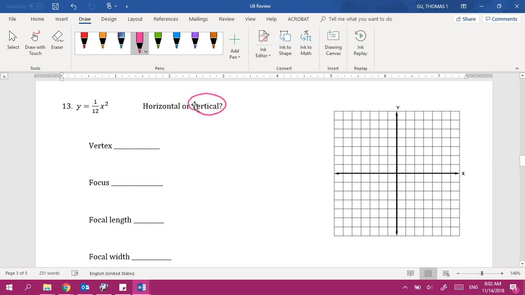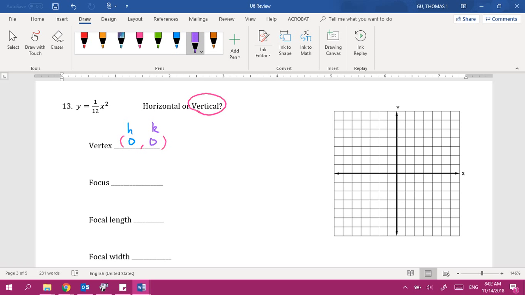So where's the vertex? 0, 0. How did you know that? You don't see the h and k, right? So it's just going to be 0, 0. So h is 0 and k is 0. Right.